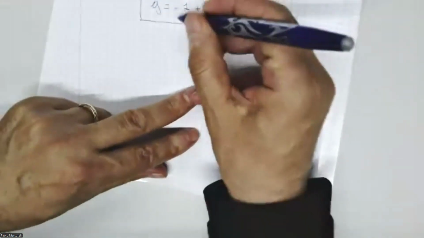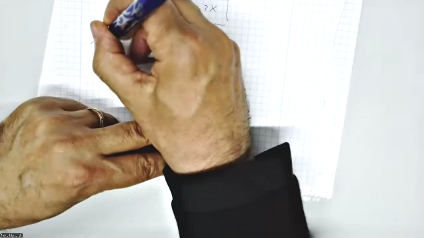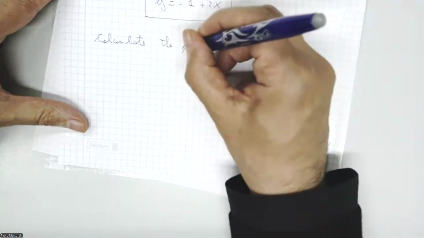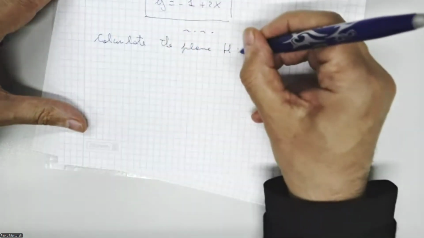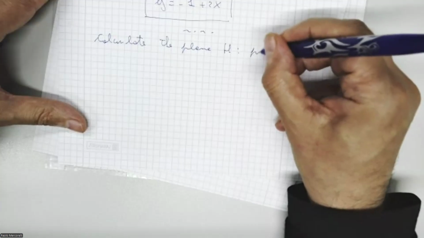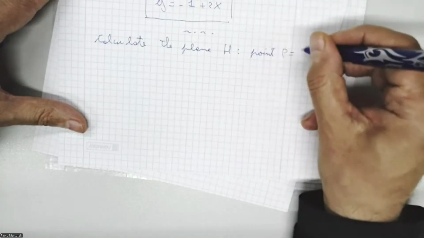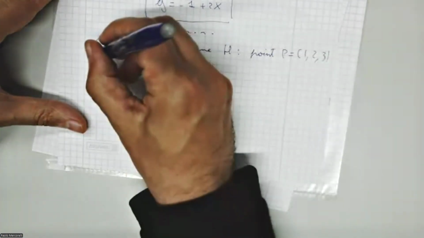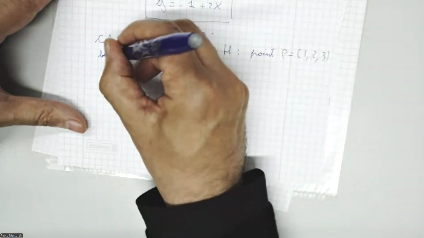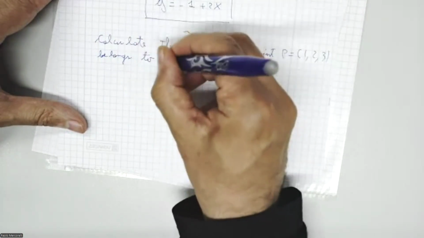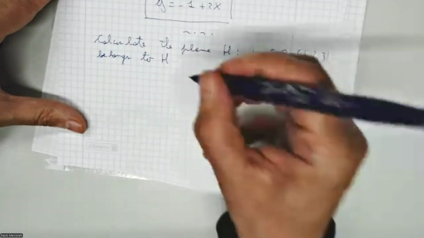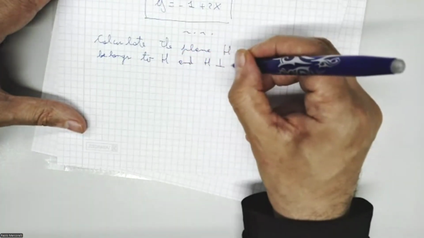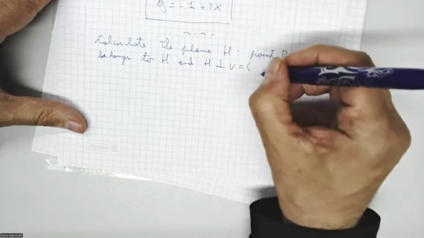Help me to write the problem. Calculate the plane or the hyperplane, doesn't matter, H, such that the point P, what is the point? 1, 2, 3 is the point. 1, 2, 3, yes. Belongs to H, excuse me. And H is orthogonal to the vector V equals 1, minus 3, 1.